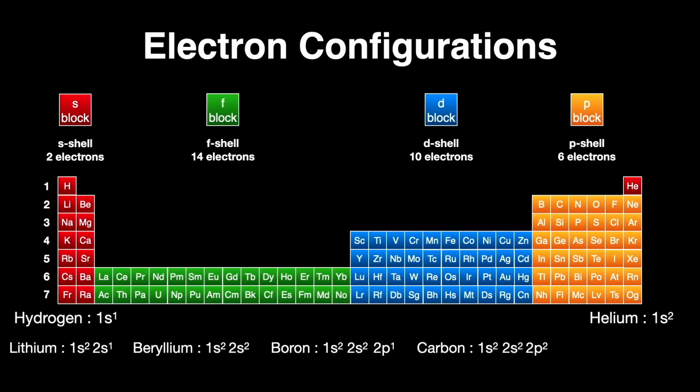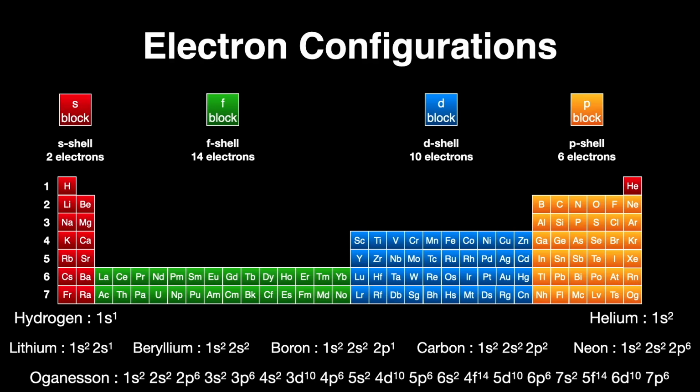1s2, 2s2, 2p2. We'll skip a few until we reach neon. 1s2, 2s2, 2p6, a full p shell. Lather, rinse, repeat until we reach the most complicated element known right now, 118, oganesson, which looks like this. Bohr's orbitals define the shape of the modern periodic table.